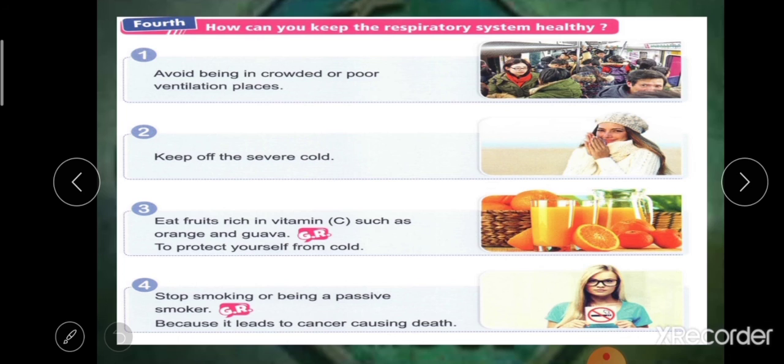How can we keep our respiratory system healthy? Stop smoking and being a passive smoker. Eat fruits rich in vitamin C, such as orange and guava. Keep away from severe cold, and avoid being in crowded or poorly ventilated places, because there is not enough oxygen to breathe.